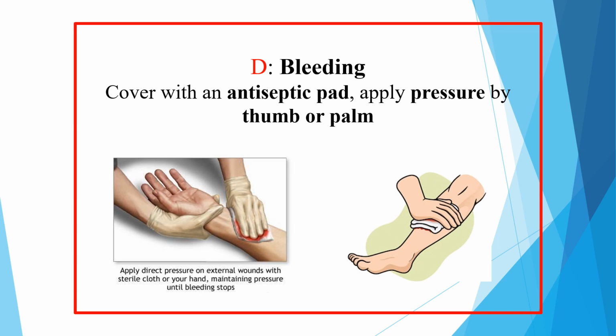So, if the victim is bleeding through the wound, then the wound should be covered with an antiseptic pad and pressure by thumb or palm should be applied on it. That means you have to apply direct pressure to the bleeding wound. Then you have to raise the injured area. That is, if the wound is on a limb, raise it in a supported position to reduce blood flow to the injured area. If an arm is injured, you could apply an arm sling or elevation sling.